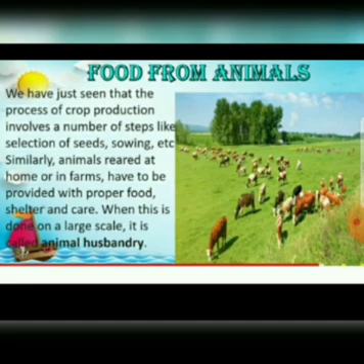Similarly, we have seen how the process of food production takes place. In animals, they are reared at homes or in the farms, and they have to be provided with proper food, water, shelter and care. When this is done on a larger scale, it is known as animal husbandry.